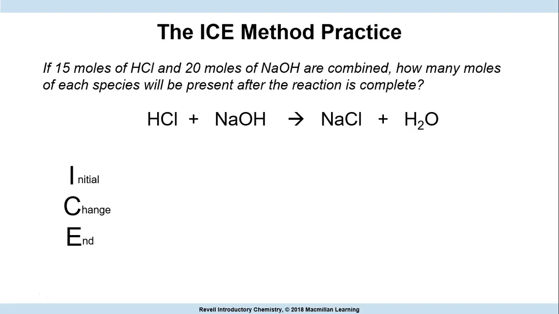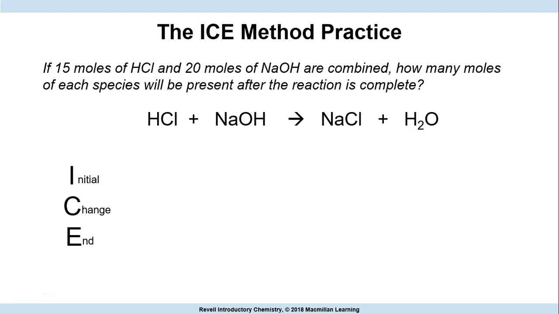If 15 moles of hydrochloric acid and 20 moles of sodium hydroxide are combined, how many moles of each species will be present after the reaction is complete? So, this is the same as when they could still ask you what the limiting reactant is and how much of the excess reactant is left. So that's what this question is asking.